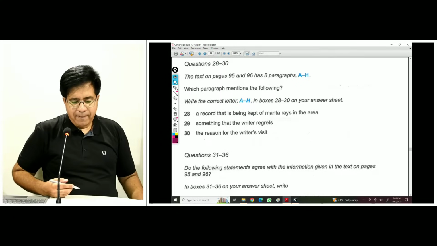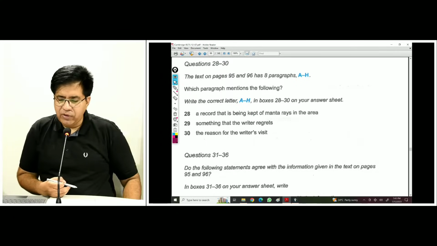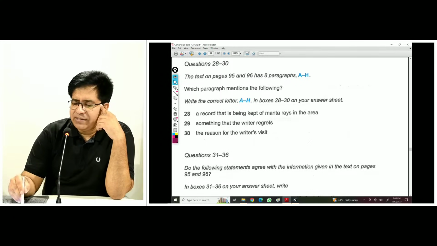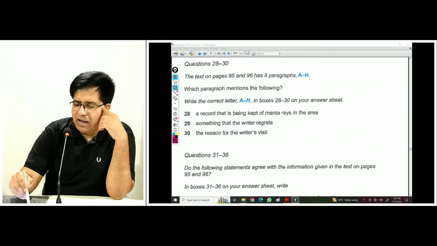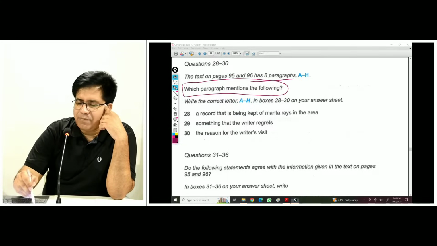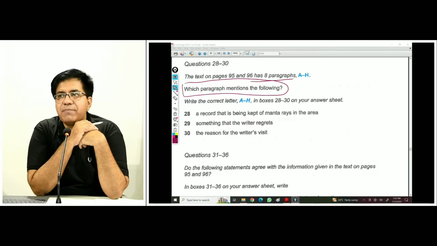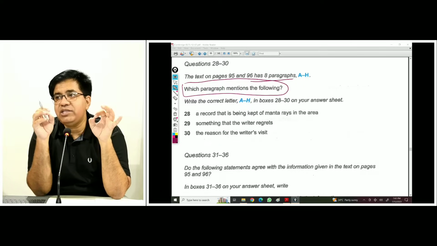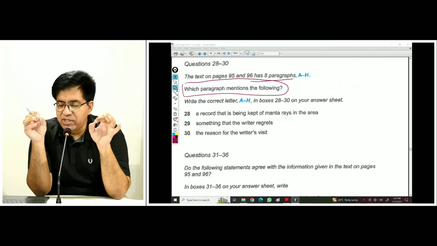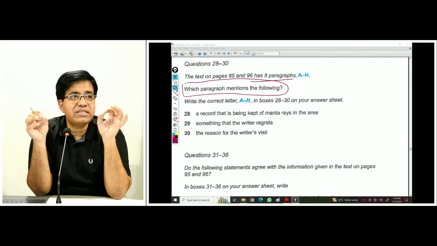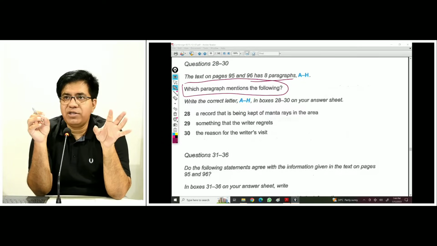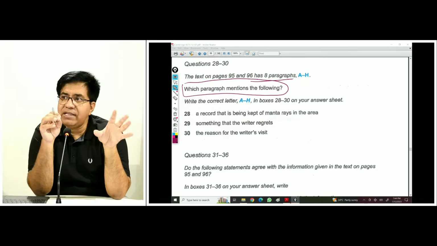Okay, now after this, when we go to questions, you can see questions 28 to 30. The question type is: the text on page 95 and 96 has 8 paragraphs. Which paragraph contains the following information? Very common question type in academic IELTS and in general training IELTS. This question type is based on scanning. First of all, you will read the question, and I advise you to do it in the end.